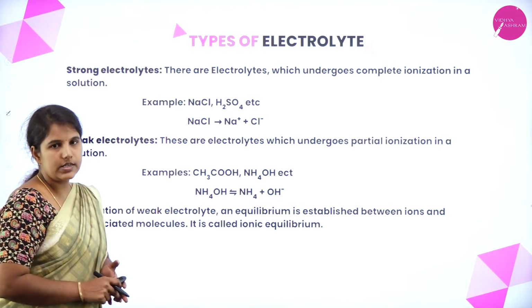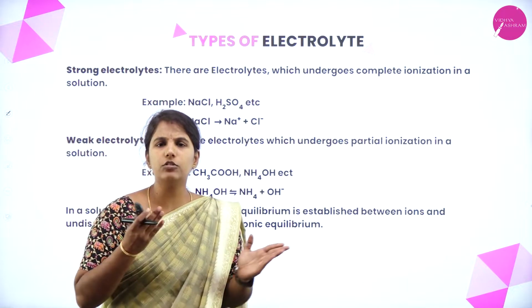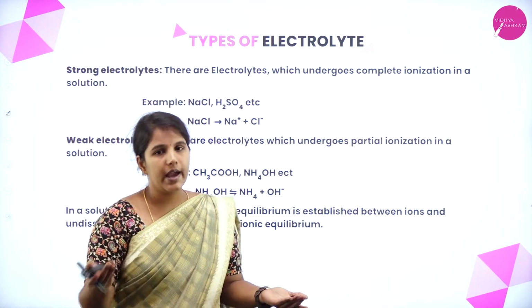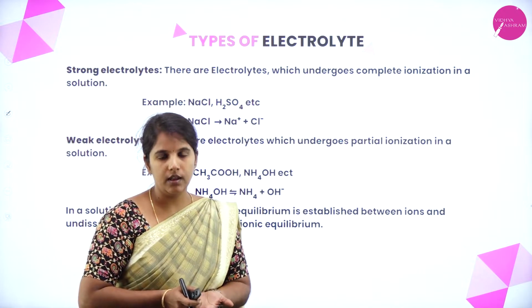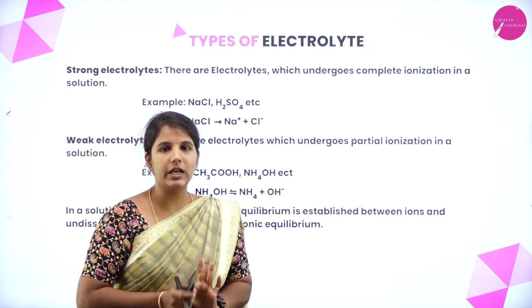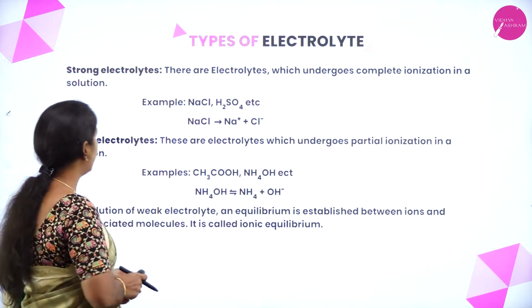Next, we are going to understand the types of electrolyte. Already we have understood that electrolytes are substances which can conduct electricity in the molten state as well as in the solution state. Now, if I talk about the types of electrolyte, there are only two types: one is strong electrolyte and the other is weak electrolyte.